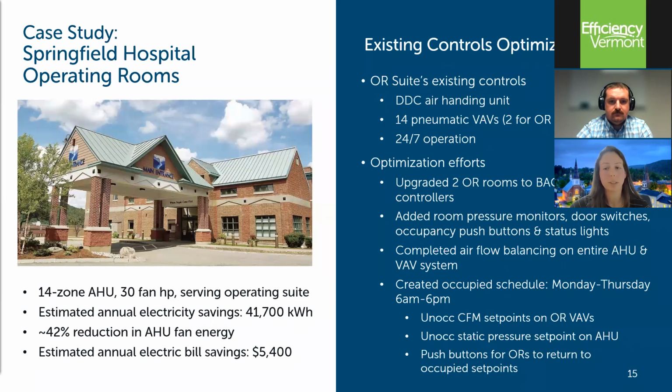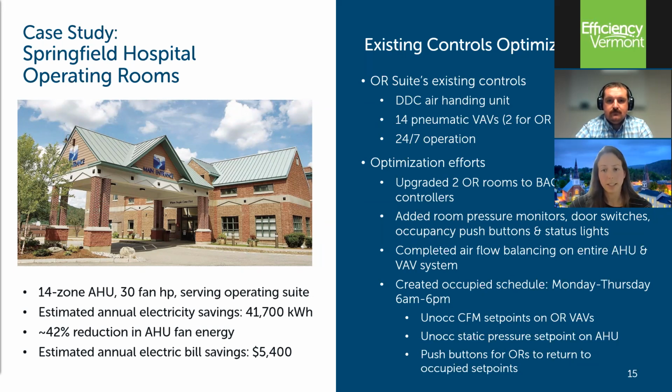Okay, so we've reviewed a comprehensive building controls upgrade, and now we're going to transition into a much smaller scale but highly complex project that leveraged the facility's existing controls. So Springfield Hospital is a medium-sized critical access hospital, also in the southeastern part of the state, and it serves communities in Vermont and New Hampshire. The hospital's operating suite includes 2 operating rooms.